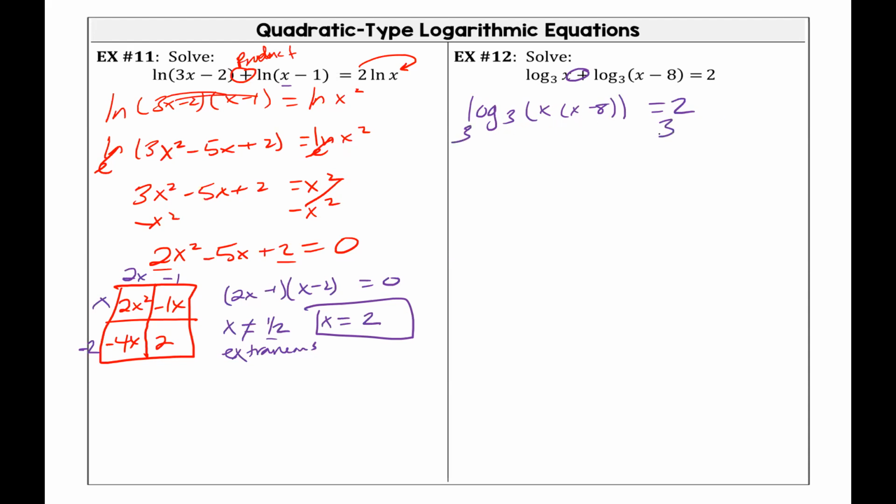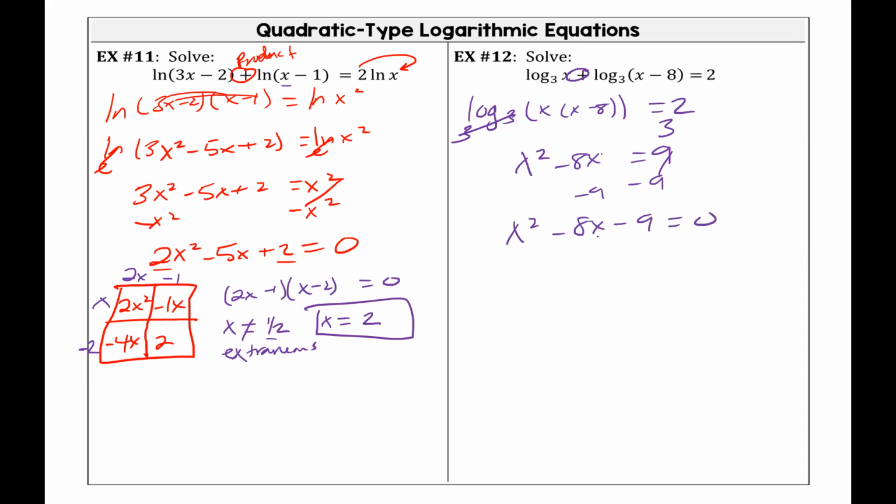And the reason why I'm raising everything to base 3, however you say it, is so that I can cancel out the log. Because if you have an exponential and a log of the same base, they cancel each other out. So we're going to be left with x squared minus 8x equals 3 squared, which is 9. This is a quadratic, so subtract 9. And we're left with x squared minus 8x minus 9 equals 0.